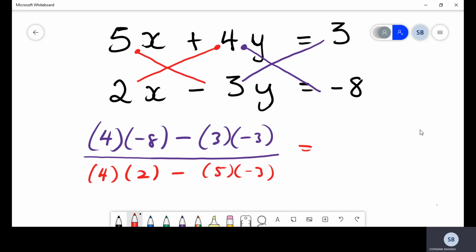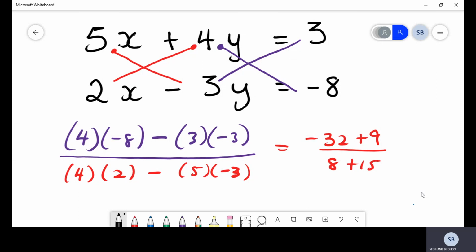Let's just work out our value on top. So we have 4 by -8 gives us -32. And then we have -3 multiplied by -3, that's +9 on our numerator. And our denominator gives us 8, and there's a negative sign here, so that's 5 3s are 15. And that cleans up to give us a good old answer of -23/-23. Therefore, x was found to be 1.